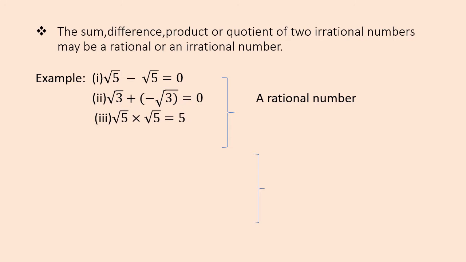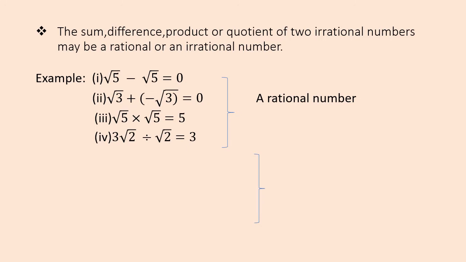Now here, root 5 multiplied by root 5. The product of two irrational numbers, you are getting 5. 5 is a rational number. 3 root 2 divided by root 2. Cancelling the common factors, you are getting the answer as 3. 3 is a rational number. So when you are doing the sum, difference, product and quotient of two irrational numbers, here you are getting the answer as rational numbers.